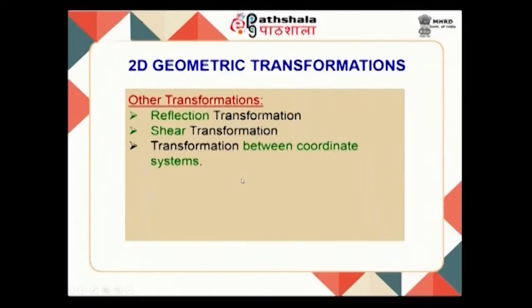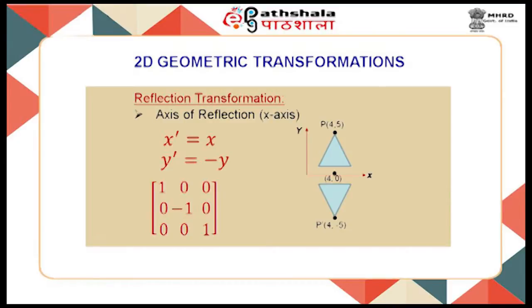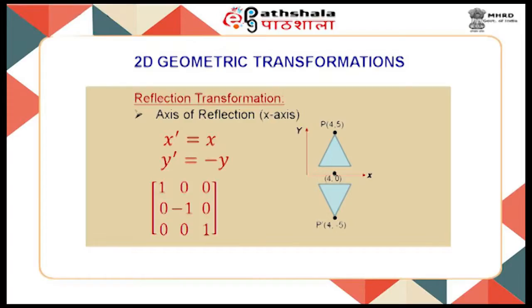Let us start with the first one, that is the reflection transformation. As we understand, reflection is something like a mirror image, and it is similar here in graphics. A reflection in 2D is performed with respect to an axis of reflection. Here an axis of reflection is nothing but a line in 2D space.